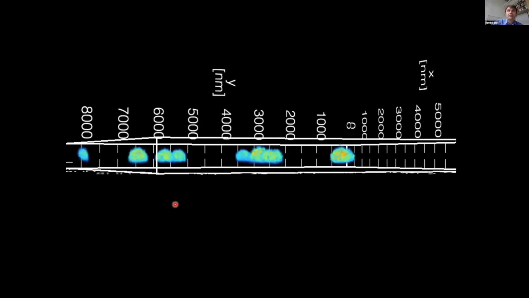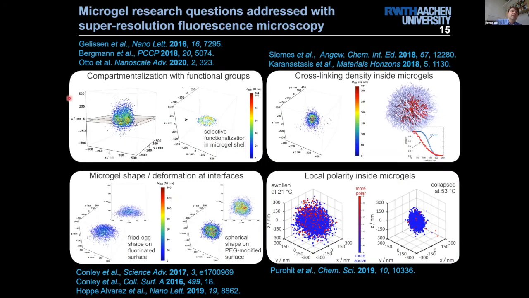Just generally, what do we do now with these 3D super resolution measurements? We can investigate compartmentalization with functional groups in the microgels. We can look at cross-linking densities because we have crosslinks which are actually photo switches, so they can be used for super resolution. We can look at microgel shapes and deformations at interfaces. This I will show you in a moment more. And also, we investigated the local polarity inside microgels. This we did with solvatochromic dyes, specifically with NIRAD here.